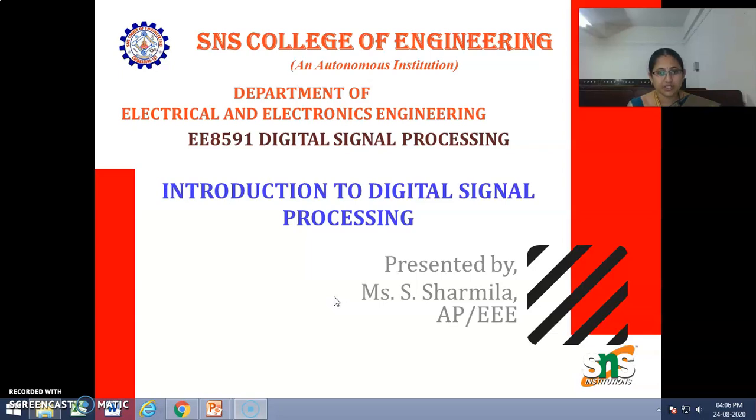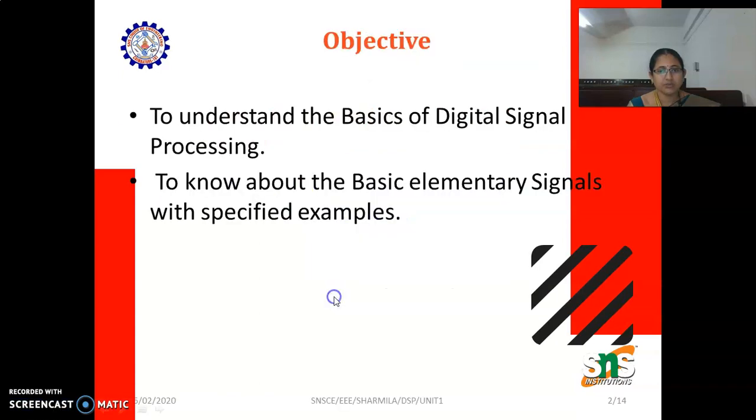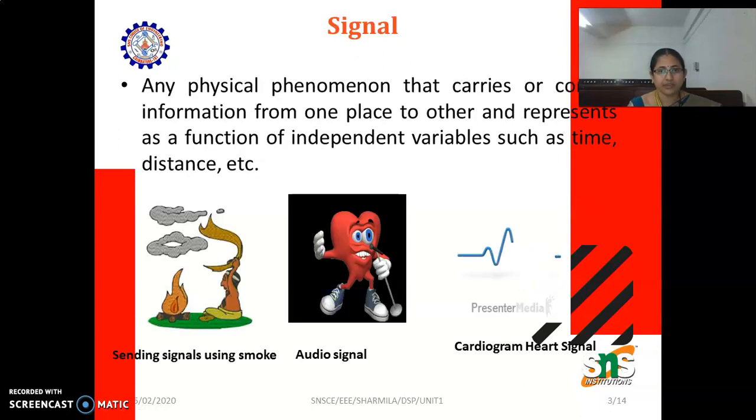Today we are going to see about the introduction to digital signal processing. The main objective of this subject is to understand the basics of digital signal processing and to know about the basic elementary signals and their mathematical functions with some specified examples.